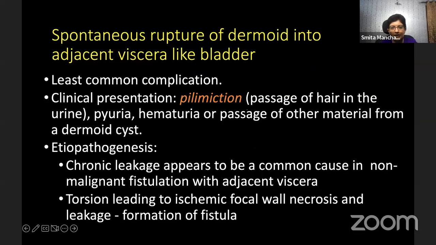Clinical presentation of pilimiction, that is passage of hair into the urine, and then again UTI, pyuria, hematuria from the dermoid cyst. It is believed that either there is chronic leakage because of a non-malignant fistulization with the adjacent viscera, or there's a torsion which leads to ischemic focal necrosis and leakage and formation of fistula, but not really sure of what has happened.